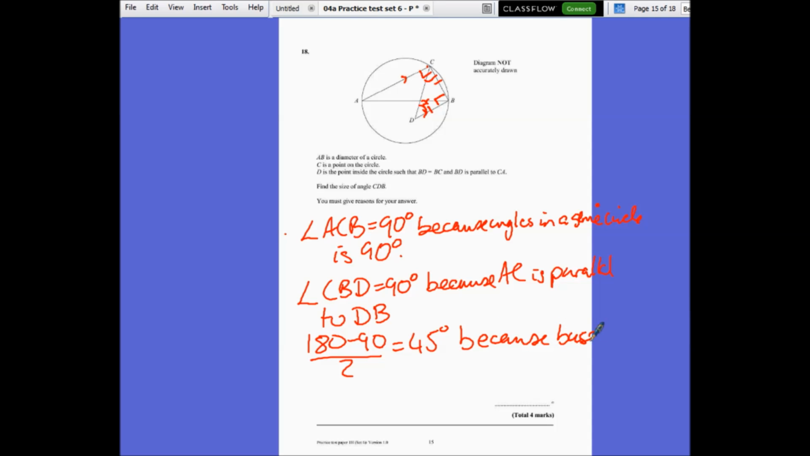base angles in isosceles triangle are equal. Now I've run out of space there, but I would also probably put in the angles in a triangle up to 180 just to be safe with the reasons and make sure you get full marks with that.